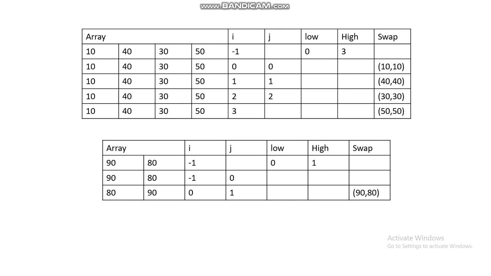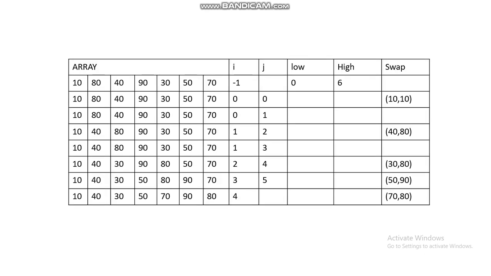There is only one partition here from index 0 to 2 and we will perform quicksort on this partition in the next slide. With respect to the previous slide, we will now perform quicksort on the second partition of the array, that is on elements 90 and 80.